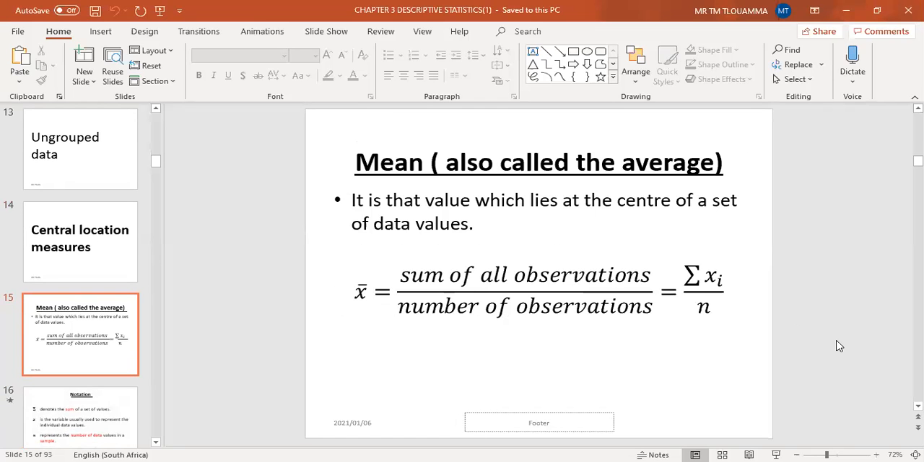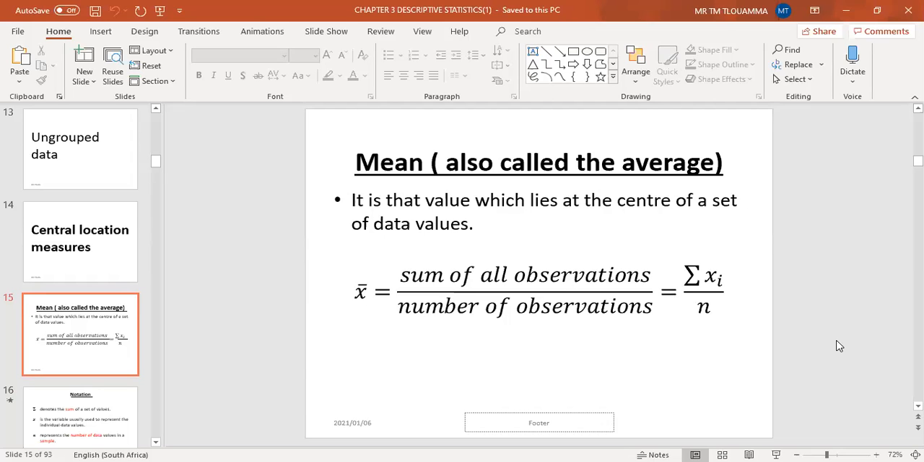What is the mean? The mean, we said that it is the value which lies at the center of the set of the data values. It can also be called an average value, which lies at the center of the data set. A mean is just an average value.